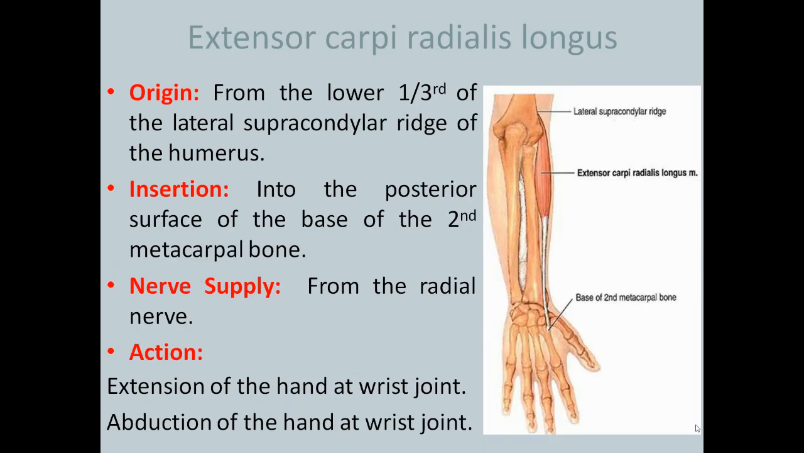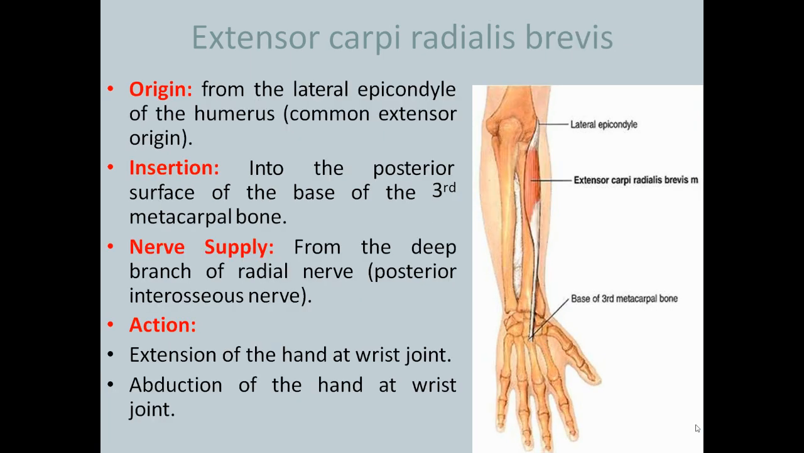Now we will see the extensor carpi radialis longus. It takes origin from the lower one third of the lateral supracondylar ridge of the humerus, and it will insert into the posterior surface of the base of the second metacarpal bone. The nerve supply is the radial nerve, and the action is extension of the hand at the wrist joint and abduction of the hand at the wrist joint.